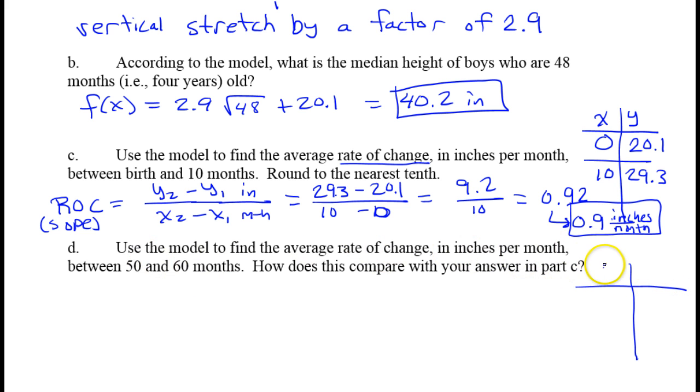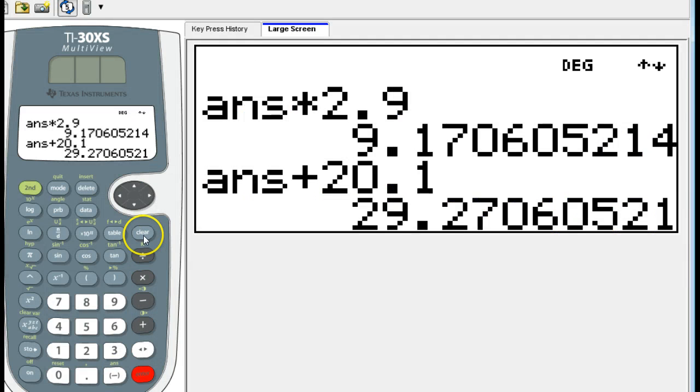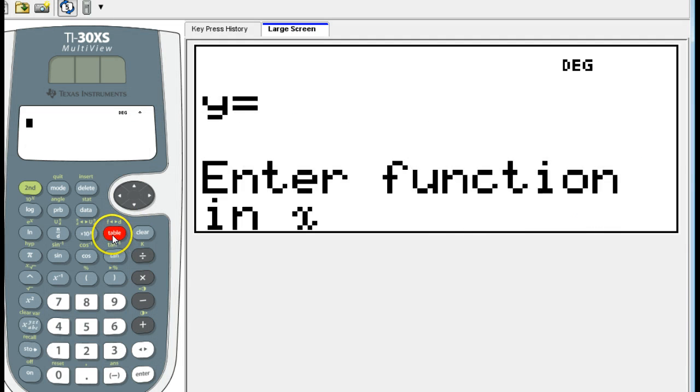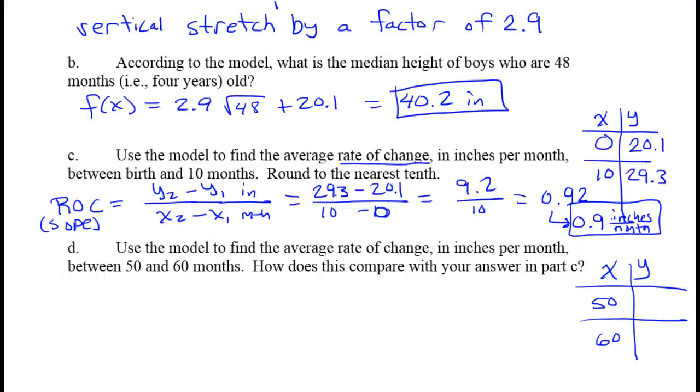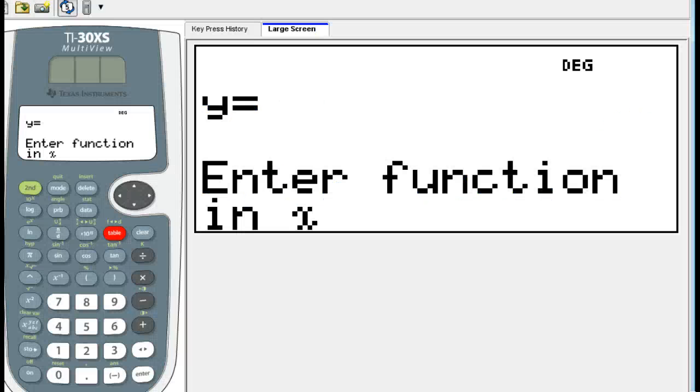Okay, a rate of change, so we need our table of values to do this. So 50 and 60 months. I've showed you how to calculate this by hand, like with a 4-function calculator, but that's getting tiresome. So I'm going to cheat and use the table feature, but I showed it to you a couple of times how you could just multiply, take the square root, multiply, add. So feel free to do that, but that's getting old.